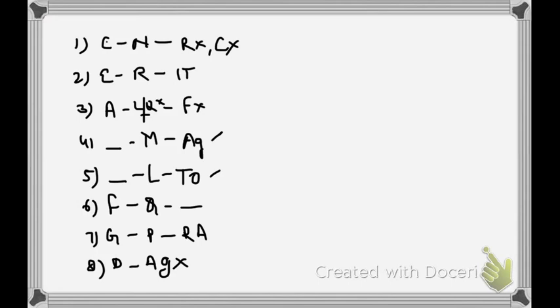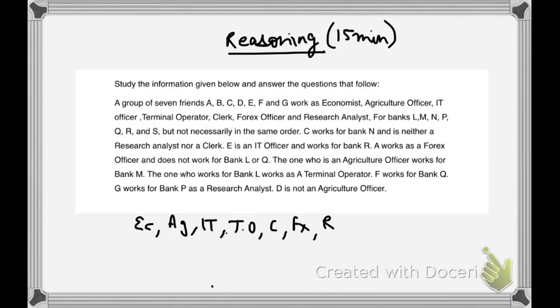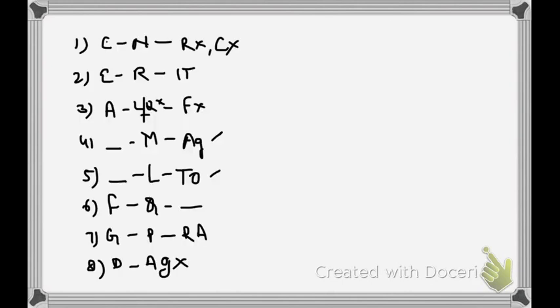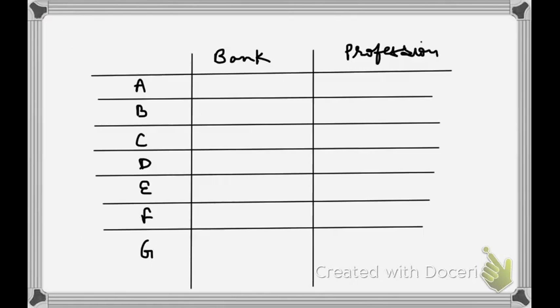In the first line you were given that C works for bank N and is neither a research analyst nor a clerk. So what I have done is write: C works for bank N and is not a clerk and not a research analyst. Similarly for the other points. After writing this, I would start arranging that entire information in this table.